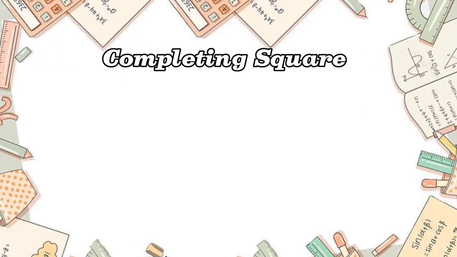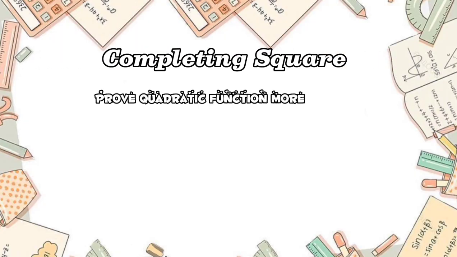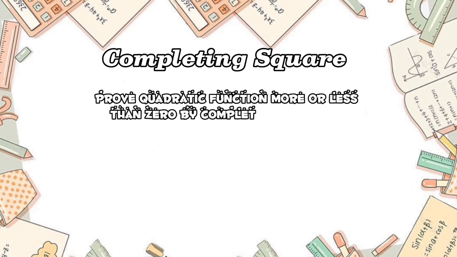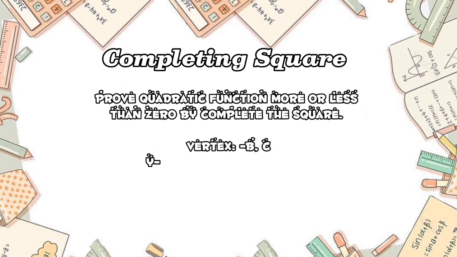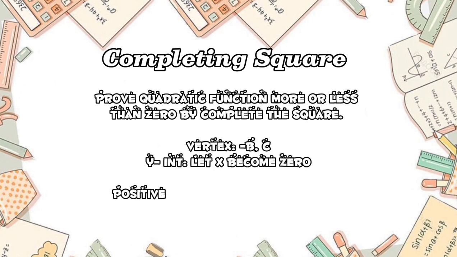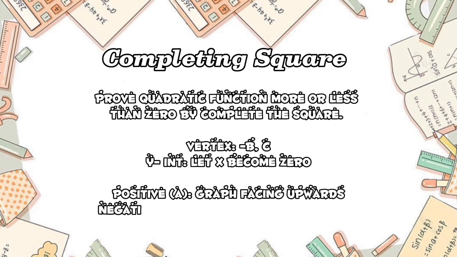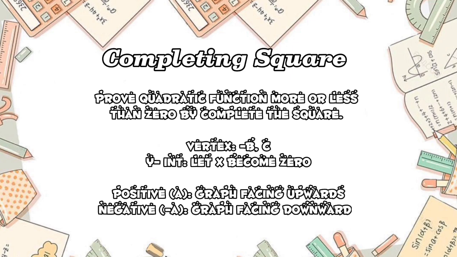Completing the square. Here, we prove a quadratic function is more or less than 0 by writing it in perfect square form. To find the vertex or turning point, we can use minus b and minus c as x and y. And to find the y-intercept, let the x in the equation be 0. If a is positive, the graph will be facing upwards, while if a is negative, the graph will be facing downward.